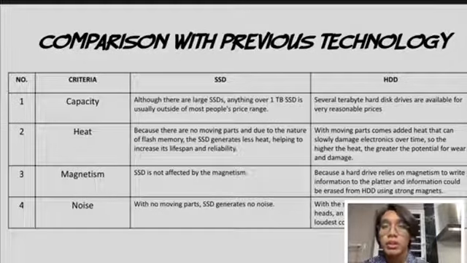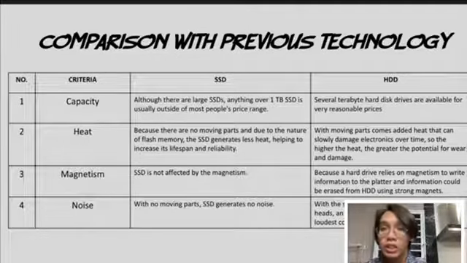The second criterion is heat. Because there are no moving parts and due to the nature of flash memory, the SSD generates less heat, helping to increase its lifespan and reliability. So SSD is more secure to use and really safe. For HDD, the moving parts add heat that can slowly damage electronics over time. So the higher the heat, the greater the potential for wear and damage.